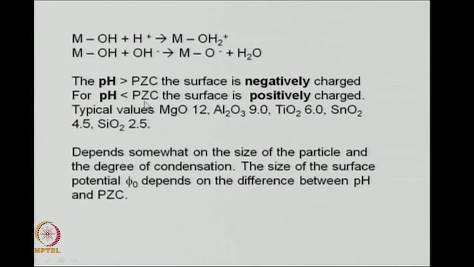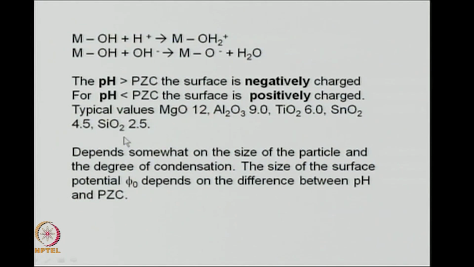If the pH is less than the PZC, that is the point of zero charge, the surface is positively charged. Typical values: for magnesium oxide the PZC is 12. So if the pH of the solution is more than 12, only then will the surface be negatively charged. In a very strongly basic solution, the magnesium oxide surface will be negatively charged, otherwise it will be positively charged.